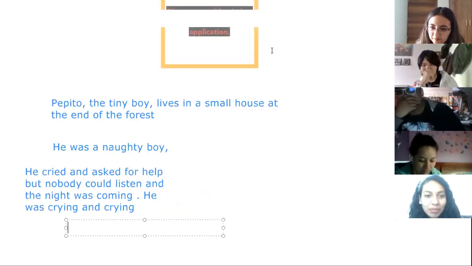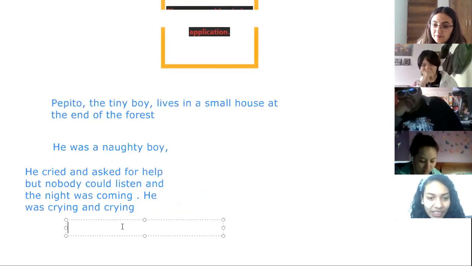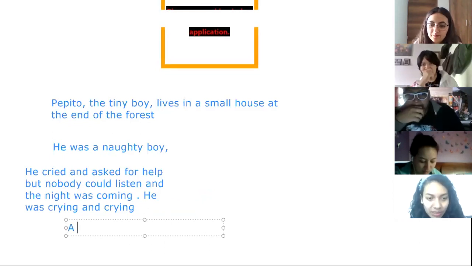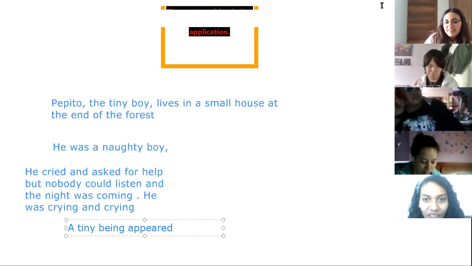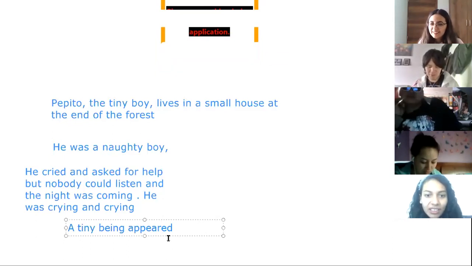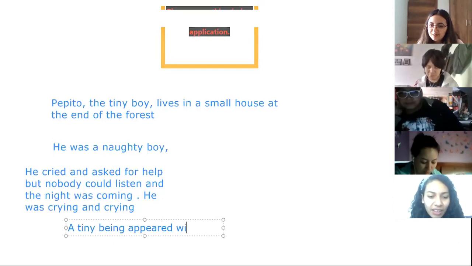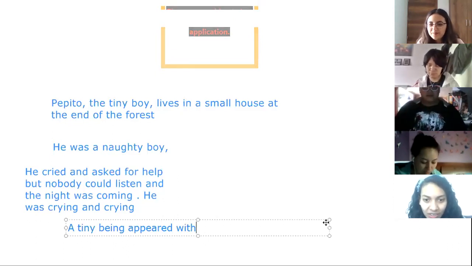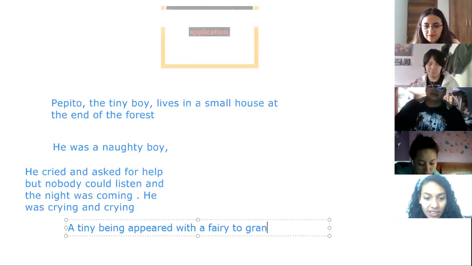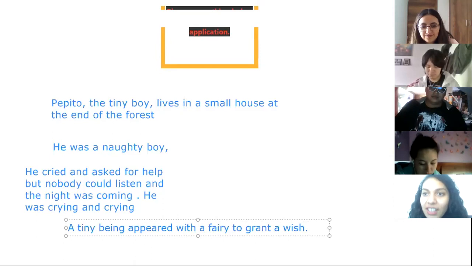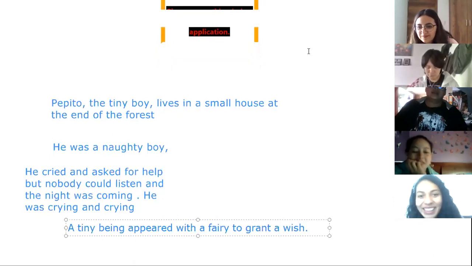Okay, a tiny being appeared. Como que un ser súper diminuto apareció, ¿no es cierto? A tiny being appeared. And also a fairy and a wish. Okay. With a fairy, ¿ya? Unamos de los dos que dijeron. With a fairy to grant a wish, para concederles un deseo, ¿no es cierto? To grant a wish. Uy, qué suertudo el Pepito. Ya, cambió su suerte. Oh my God.